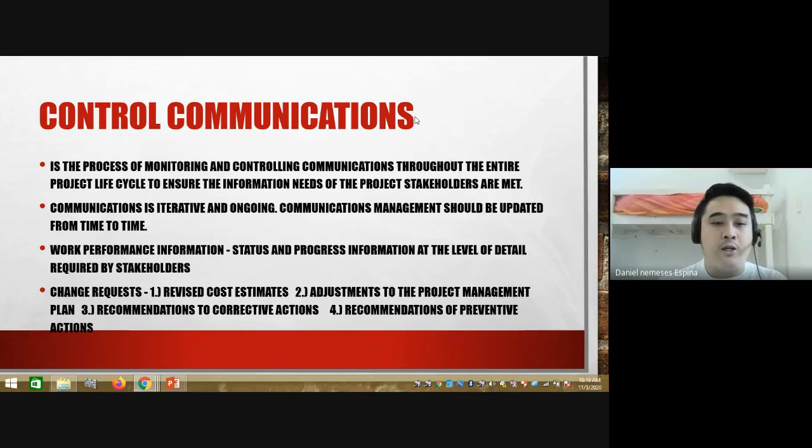So for example, there's a revised cost estimates or there are adjustments to the project management plan. Or 3, recommendations to corrective actions. And 4th is to recommend mga preventive actions.